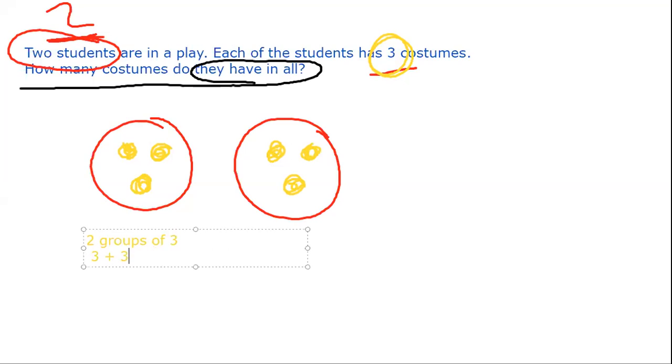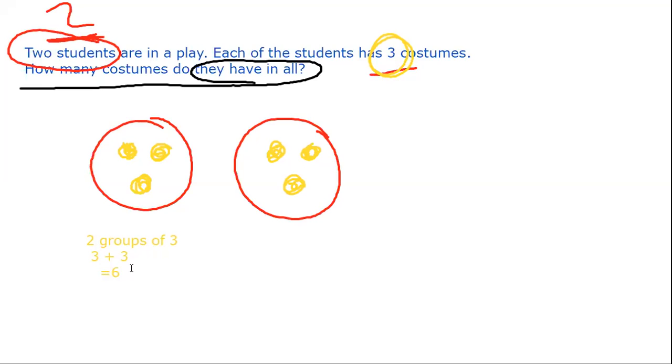So my picture shows 3 plus 3, because group 1 has 3, group 2 has 3. How many do I have in all? I have a total of 6 all together. Okay? Now, that's writing it as addition. I can also take this and write it as multiplication.